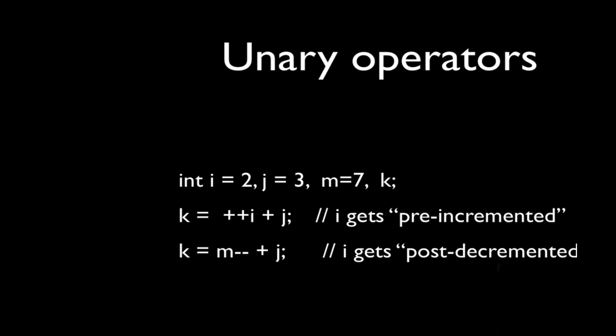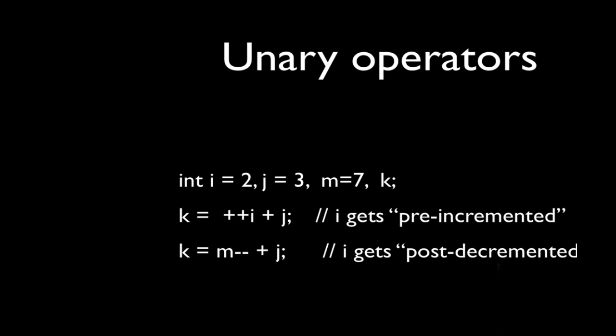We also have a number of unary operators in the C language. In this example, I'm showing you the increment and decrement unary operators. So in this example, I have i equals 2, j equals 3, and m equals 7, and I've defined the variable k but left it uninitialized.